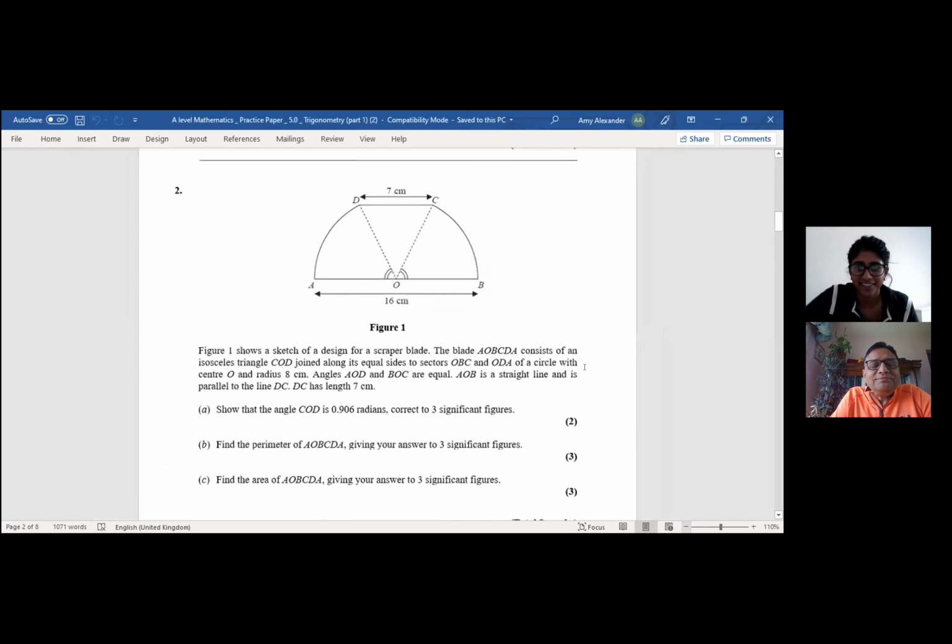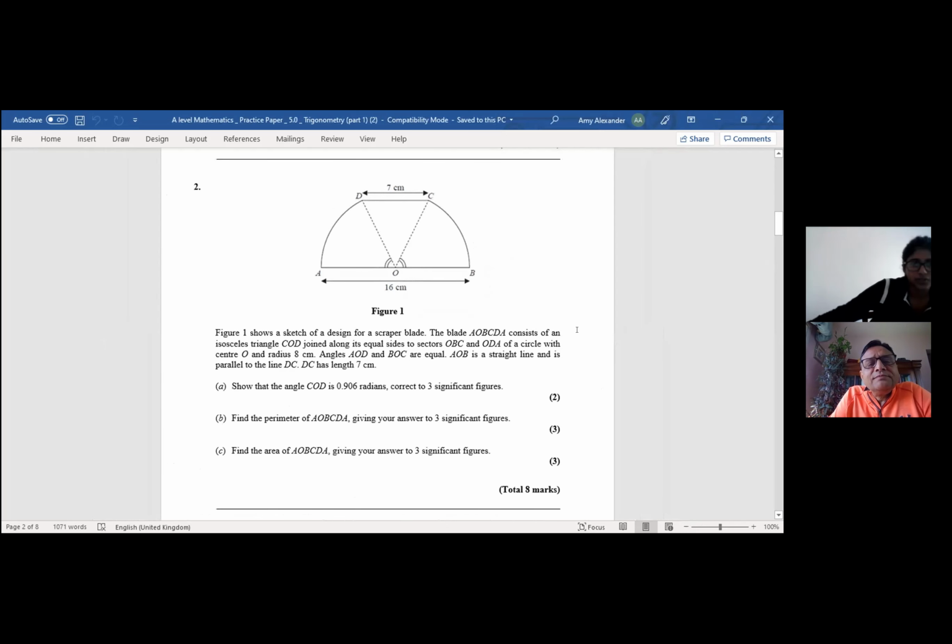Let's zoom out. Okay. Figure 1 shows a sketch of a design for a scraper blade. The blade AOBCDA consists of an isosceles triangle COD joined along its equal sides to sectors OBC and ODA of a circle with center O and radius 8 centimeters. Angles AOD and BOC are equal. AOB is a straight line and is parallel to the line DC. DC has a length of 7 centimeters. Part A, show that the angle COD is 0.906 radians, correct to 3SF.